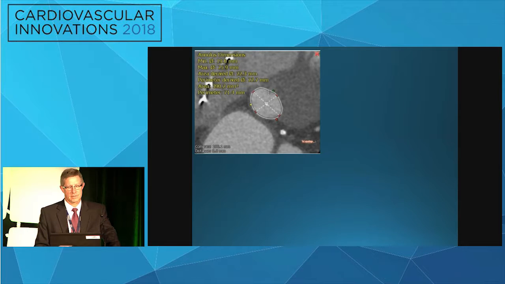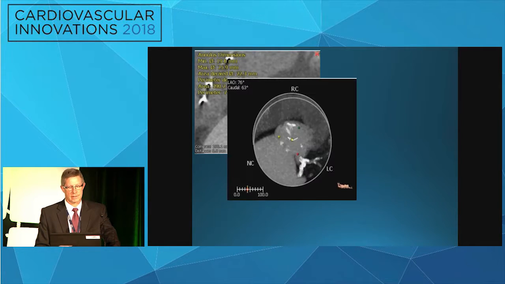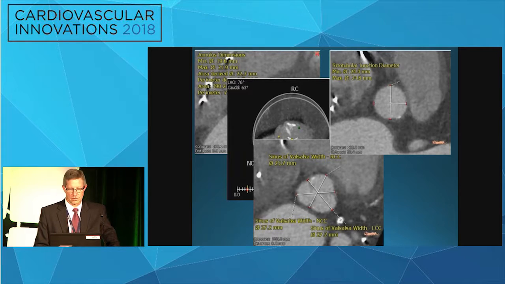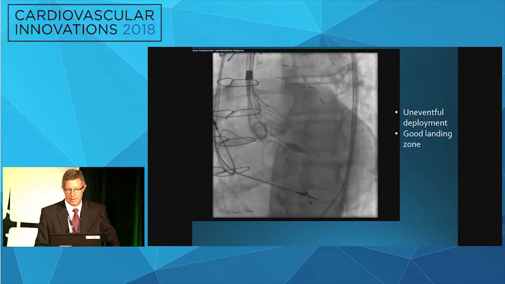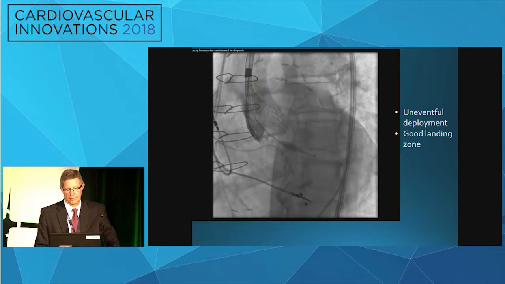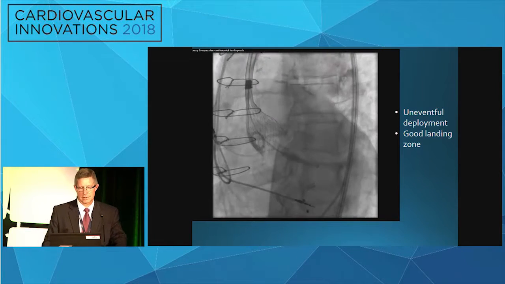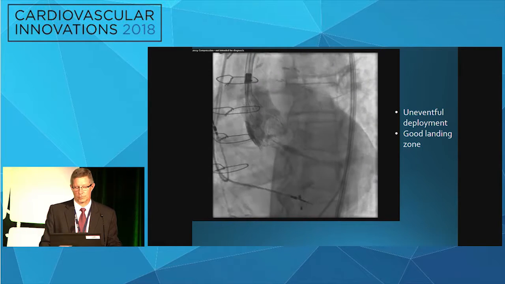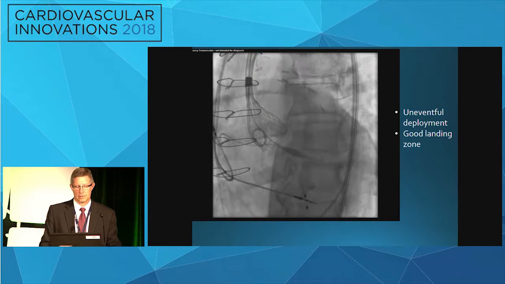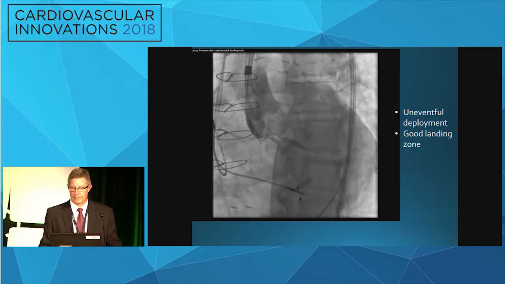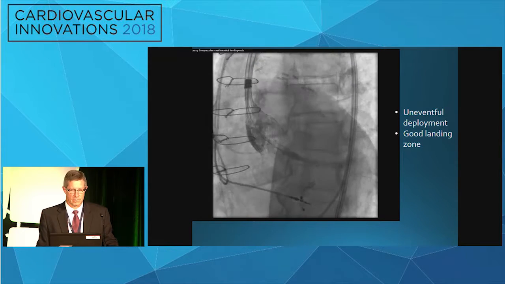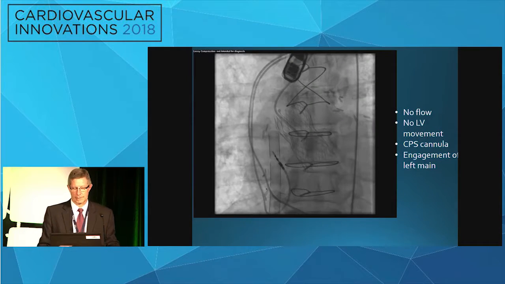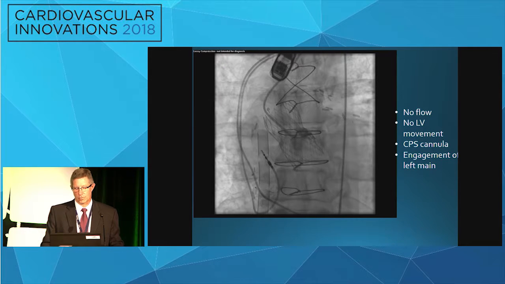You can see here some of his annular dimensions. I was going to show you the coronary heights, which weren't very impressive. Coronary heights were, I think, 15. I had no indication that these coronaries would occlude. It was an uneventful deployment here, where at 80% you could still see the coronary arteries filling. Looks like a good landing zone, relatively high implant, and then of course, no movement.